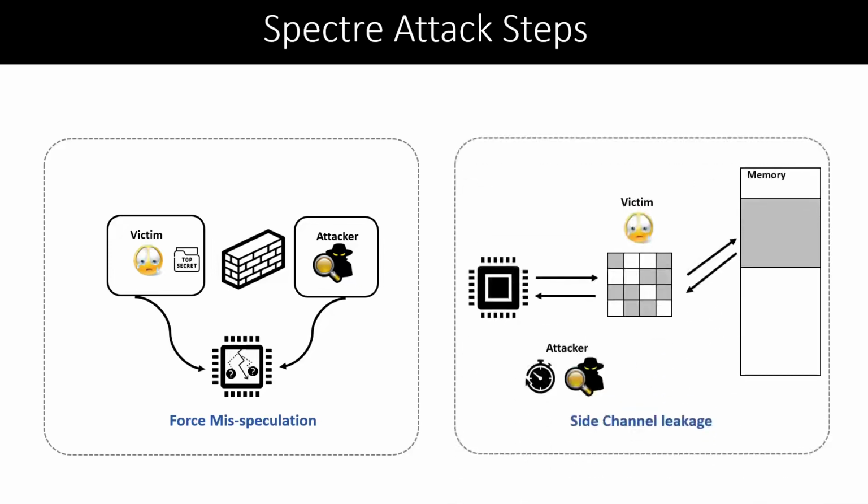Then the attacker needs a time-based side channel analysis like prime and probe or flush and reload to recover the secret data that has been loaded into the cache in the previous stage.